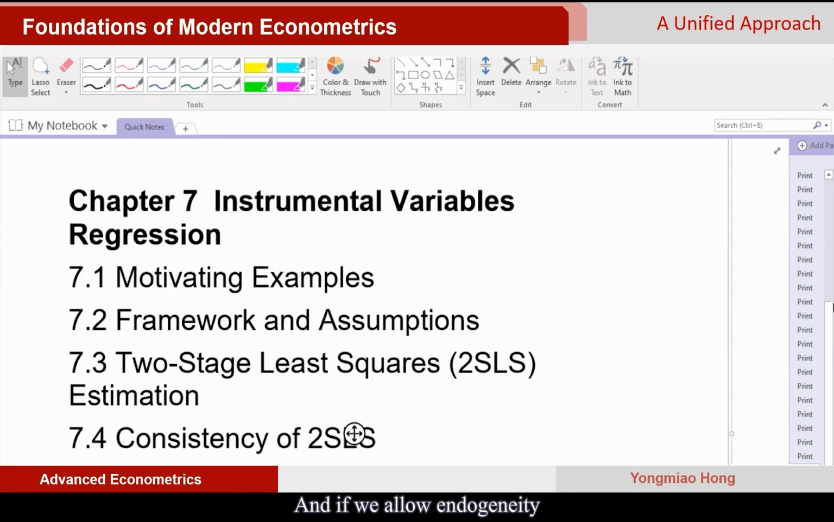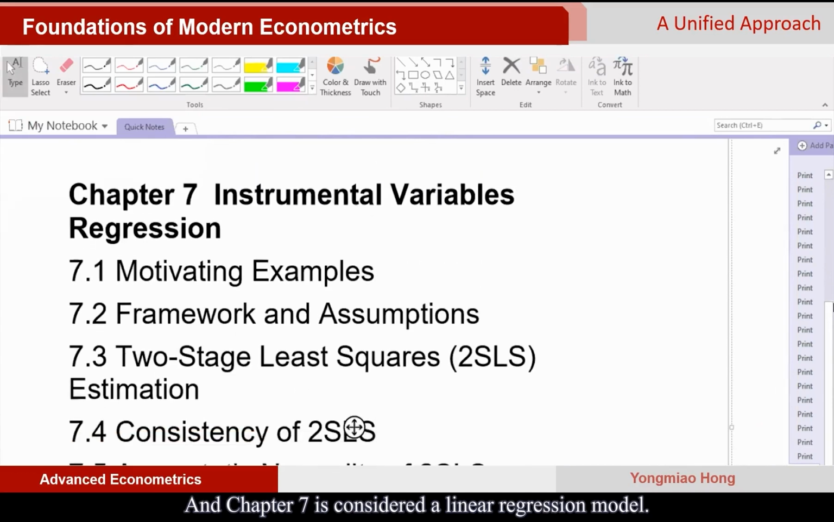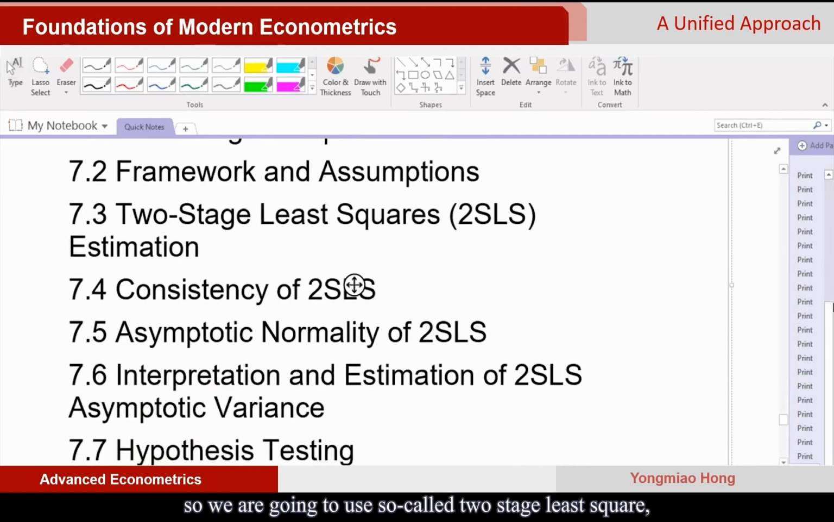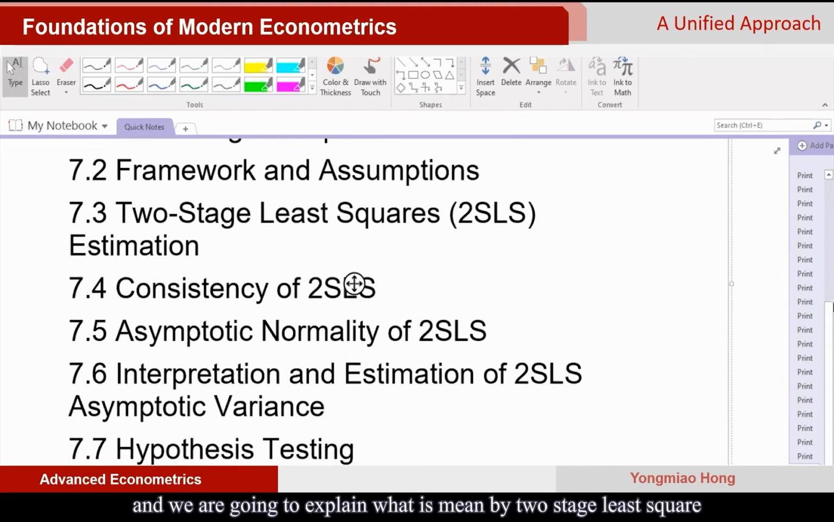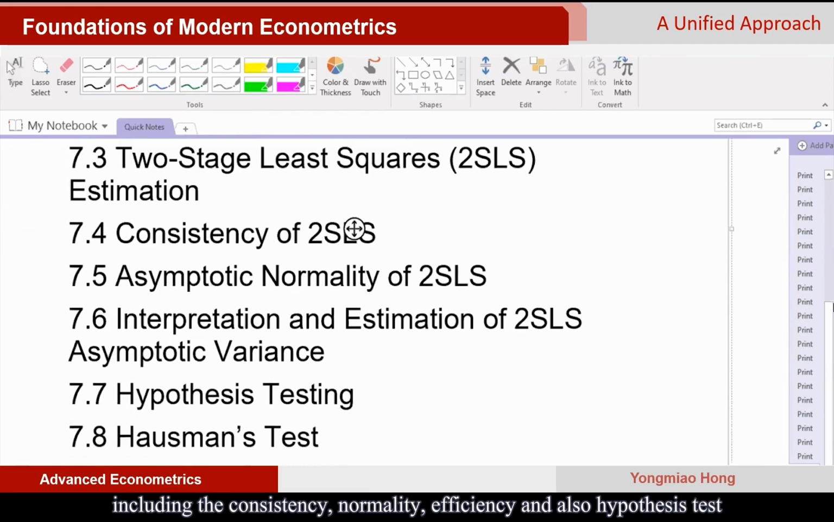If we allow endogeneity, then we need to use the so-called instrumental variable regression methodology. Chapter 7 considers a linear regression model that suffers from endogeneity. We are going to use the so-called two-stage least squares, explain what is meant by two-stage least squares, and develop the theory, including consistency, normality, efficiency, and also hypothesis testing.